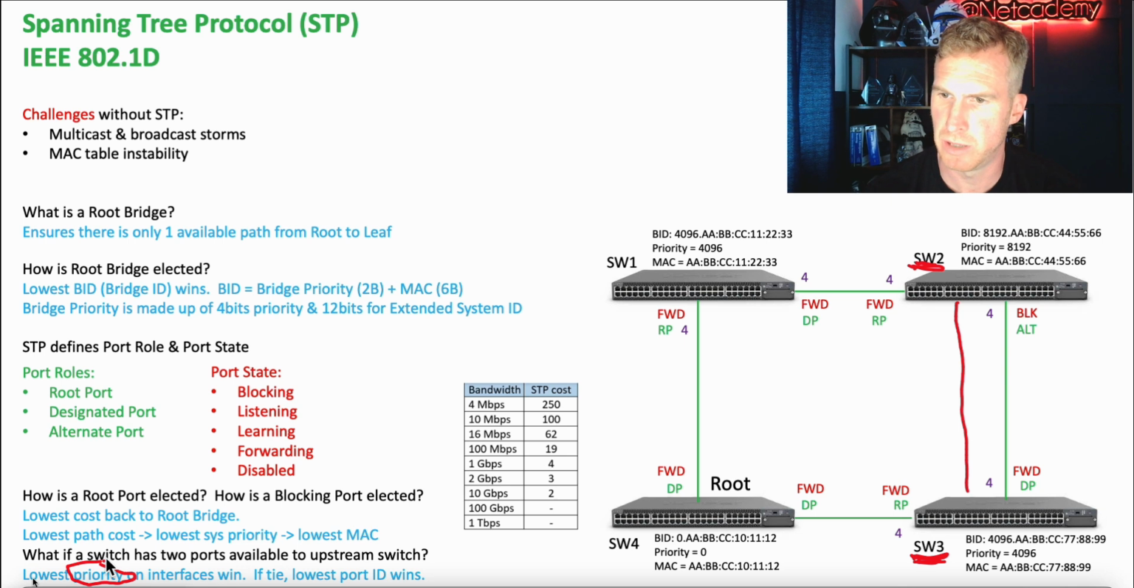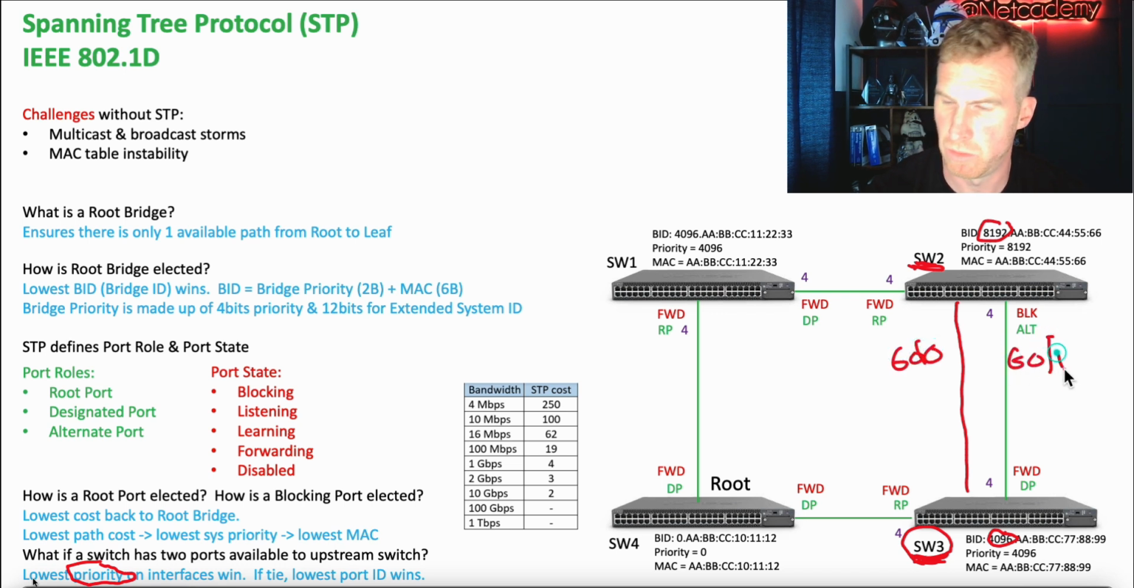So first it will look at SW2's priority, which is 8,000, and SW3's priority, which is 4,096. So therefore SW3 is more preferred. But which port then becomes blocking? So let's just say this interface here is Gi0/0 and this interface here is Gi0/1. And every interface in the STP world will have a priority to it.